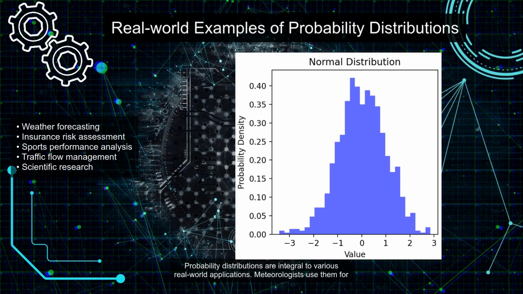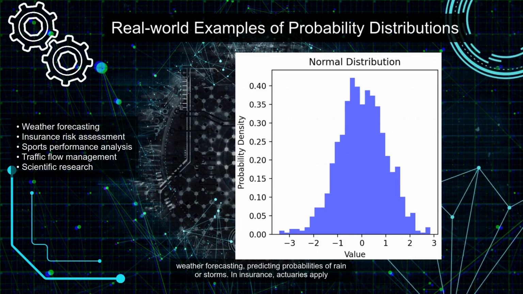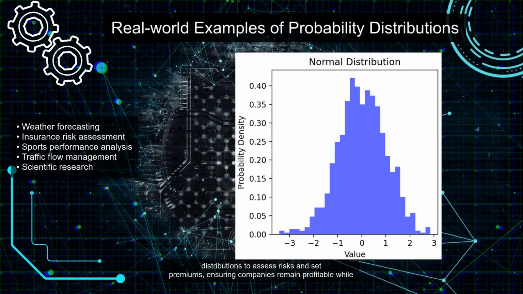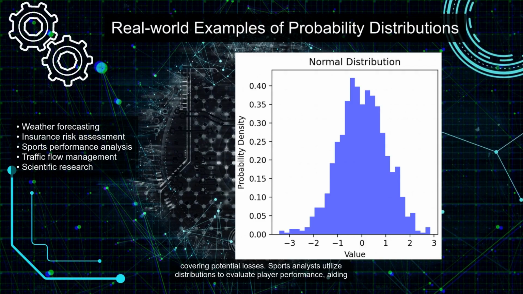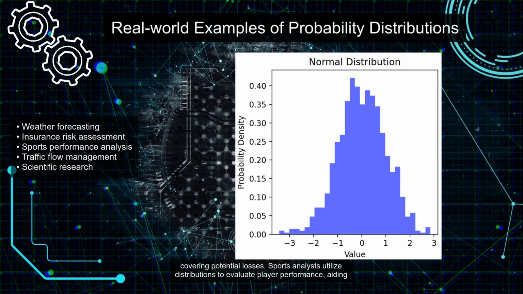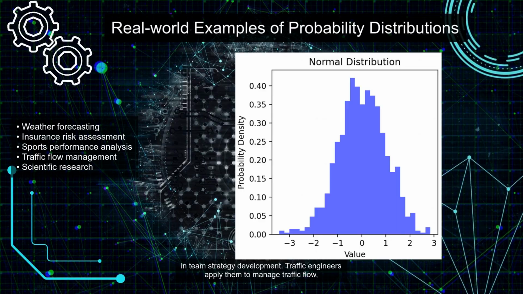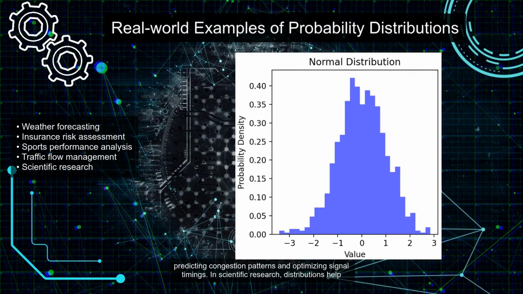Probability distributions are integral to various real-world applications. Meteorologists use them for weather forecasting, predicting probabilities of rain or storms. In insurance, actuaries apply distributions to assess risks and set premiums, ensuring companies remain profitable while covering potential losses. Sports analysts utilize distributions to evaluate player performance, aiding in team strategy development. Traffic engineers apply them to manage traffic flow, predicting congestion patterns and optimizing signal timings.